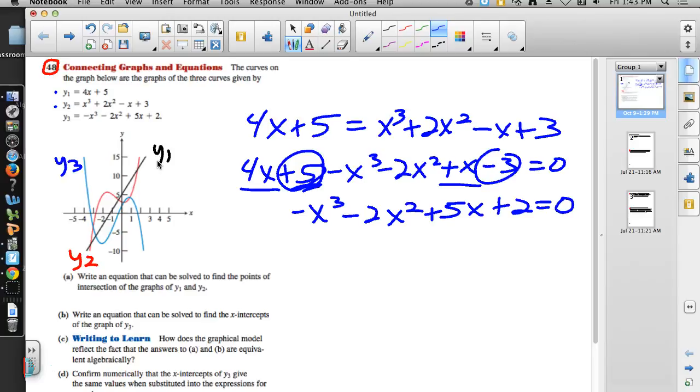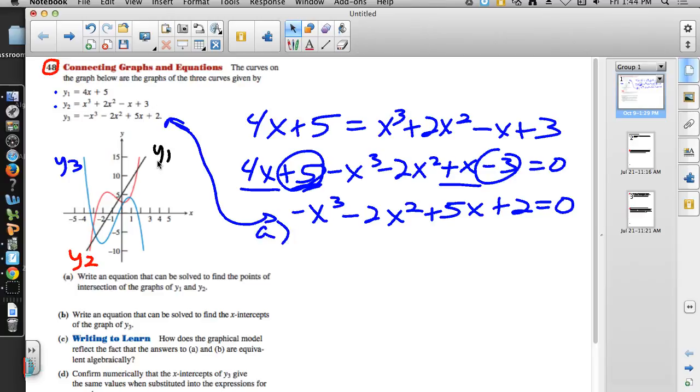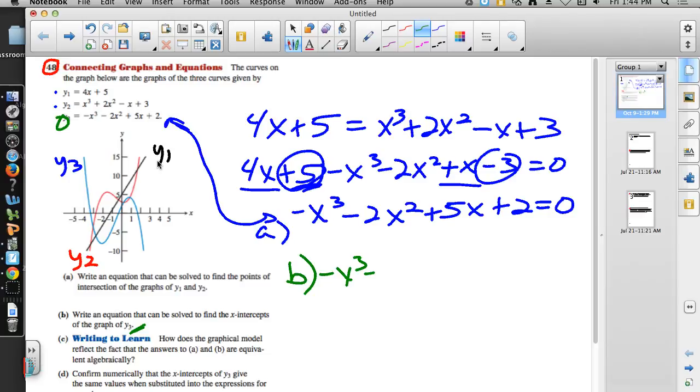And you should have a deja vu moment because you realize, hey, wait a minute, that's y sub 3. That's what that is. And that's why they wanted us to look at this problem, was to see that that is truly what is going on. Then B says, write an equation that can be solved to find the x-intercepts of the graph of y sub 3. Well, that's just the zeros. So all we have to do is put a 0 right there. So that would be negative x cubed minus 2x squared plus 5x plus 2 equals 0.